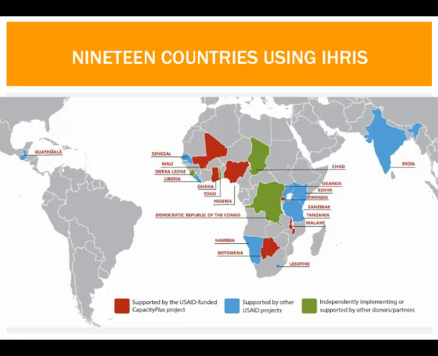Now in this map you'll see 3 colors. The red are supported by the USAID-funded Global CapacityPlus project. The blue countries are supported by other USAID projects. And the green countries have independently downloaded, adapted, and deployed the software or are working with other donors and programs to get implementation support.